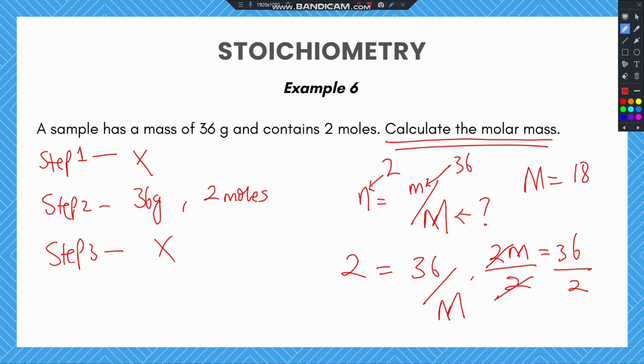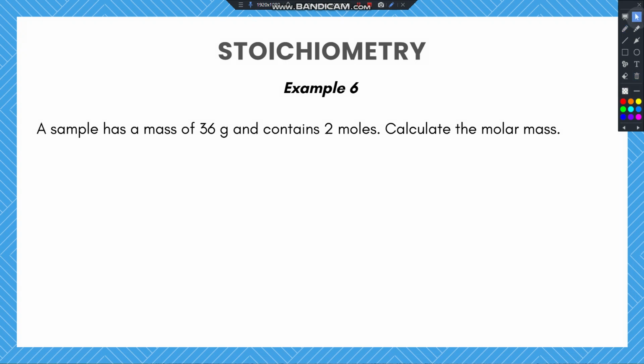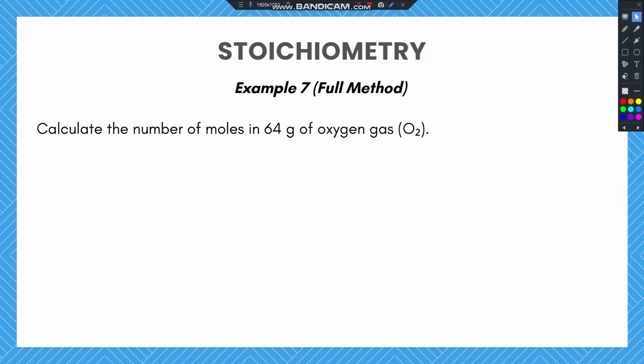18. The molar mass is 18 grams per mole. So step number 4, final answer is 18 grams per mole. That's for the molar mass. I'm sure you've seen how all of these things are coming into play.